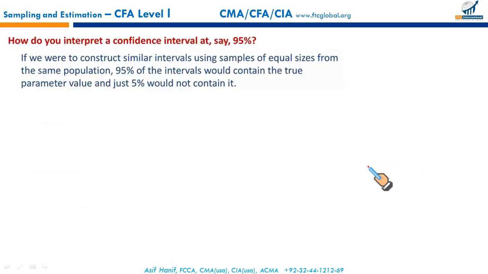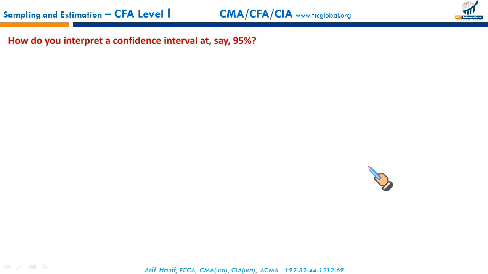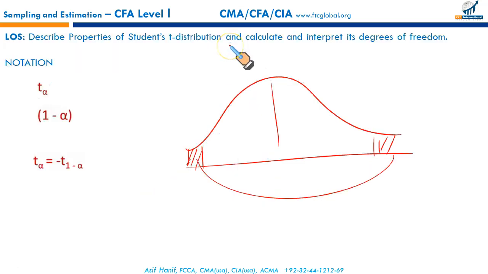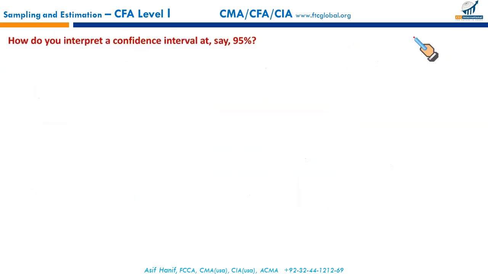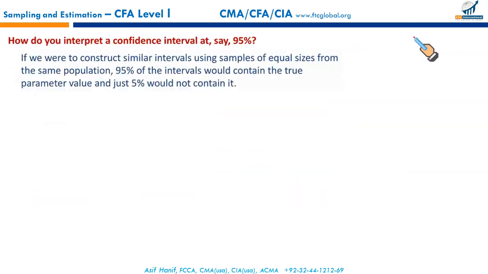Okay, let us apply this in some meaningful way. So how do we interpret the confidence interval? That's, I think, the next part of the LOS. We have basically discussed T distribution. Now we would like to interpret the degree of freedom as well as the application of confidence interval. Okay, how do we interpret a confidence interval?